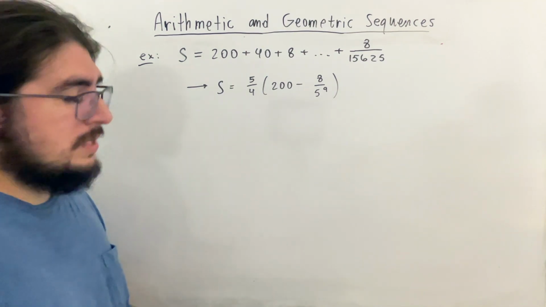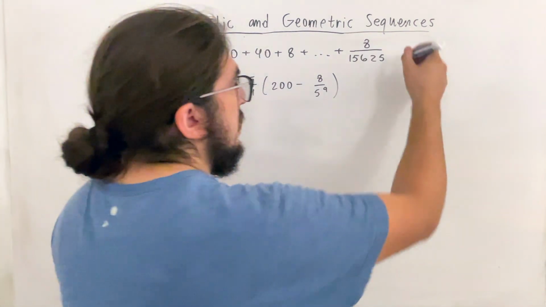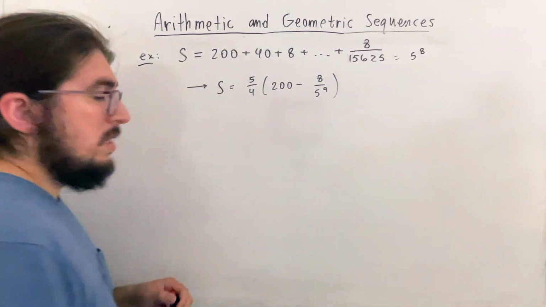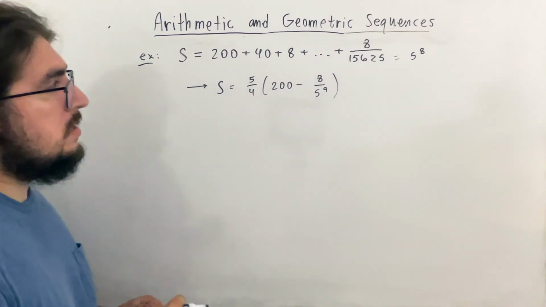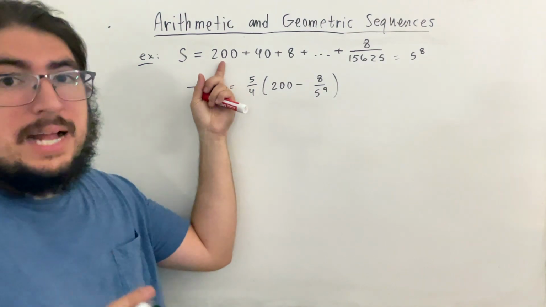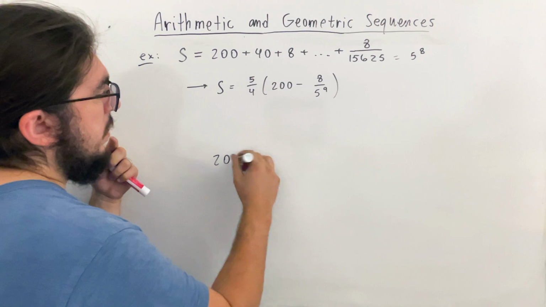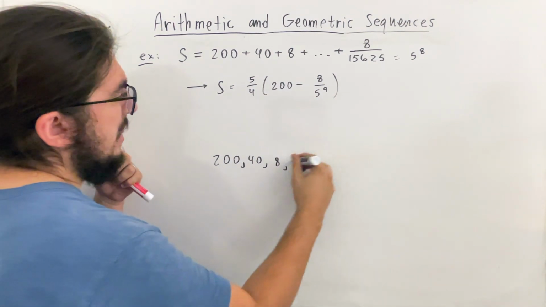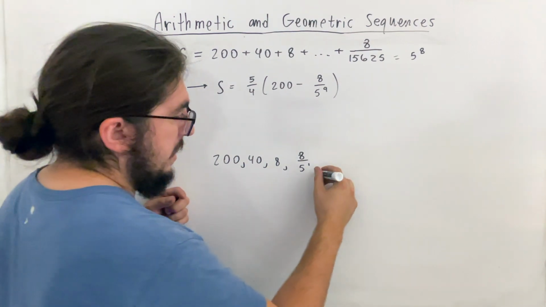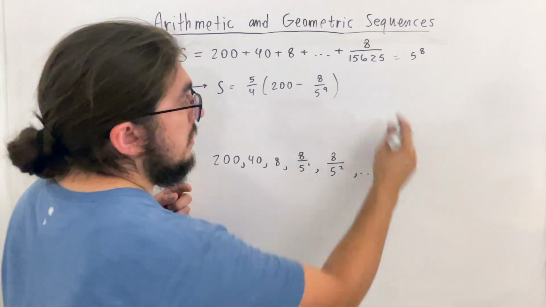Now there's actually a little mistake here, and I said this was 5 to the 8th, which is actually incorrect, because we're dividing by 5 8 times starting with 0. That's true, but if you think about it, we have 200, then 40, then 8, then 8 over 5, not 8 to the 5th, sorry. Then 8 over 5 to the 2nd, and then up to this one.